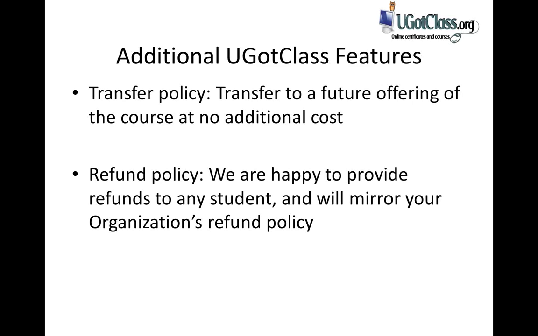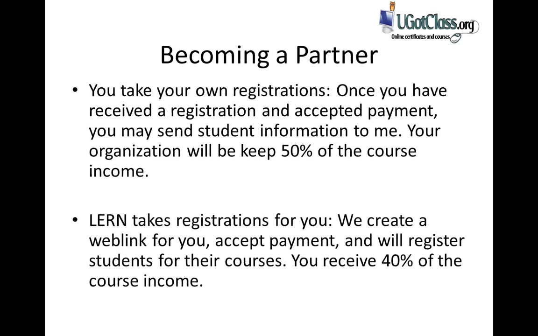There are 2 ways when you become a partner. Either you take registrations for yourself, in which case you would receive student information and accept payment and forward that information to me, and then you would receive 50% of the course income. The other option is to have Learn take registrations for you, and we would receive student information and payment. Then you would be issued a check for 40% of the course income, and that is as long as you have registrations and students. Either way, how it works is you promote the courses any way you want. We suggest you advertise the top programs in the print brochure and include the courses on your website.